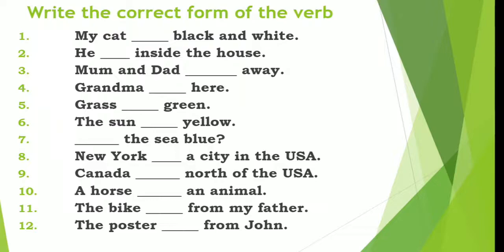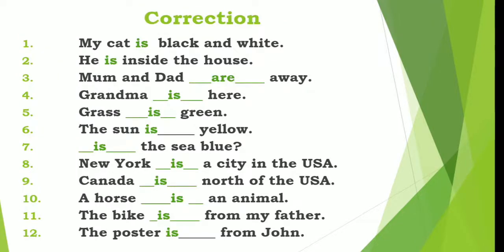Canada, north of the USA. A horse, an animal. The bike, from my father. The poster, from John. Okay, now let's correct. Here's the correction. I hope you have learned something from this video.